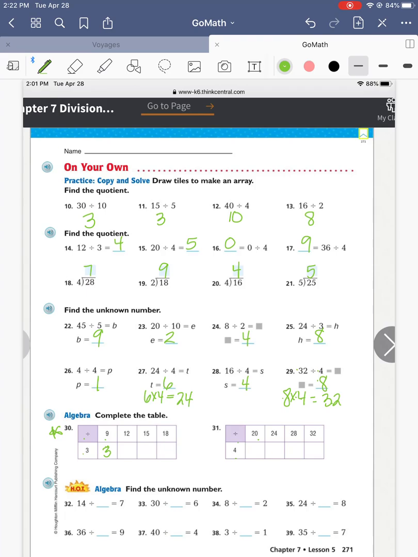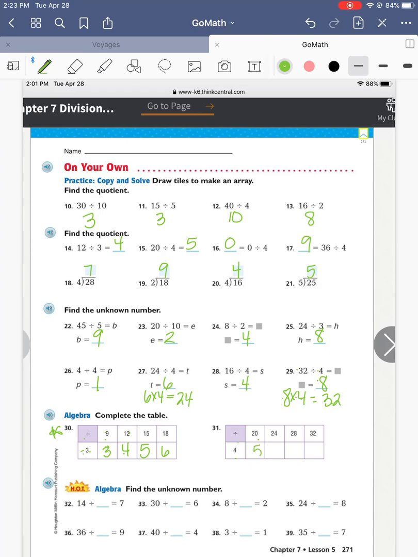Number 30 has us taking the top number of the table and dividing by 3. So 9 divided by 3 is 3. 12 divided by 3 is 4. 15 divided by 3 is 5. And 18 divided by 3 is 6. So it's just doing your 3's facts. 3 times 3 is 9, 3 times 4 is 12, 3 times 5 is 15, 3 times 6 is 18. Now over here, we're doing the same thing but with 4.